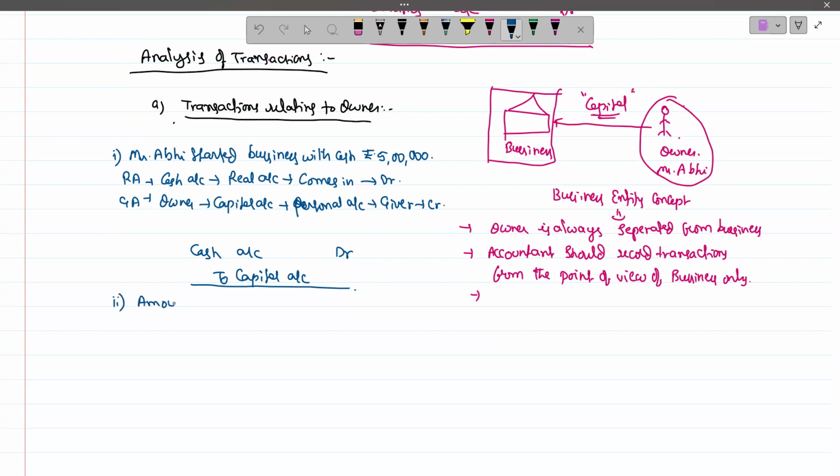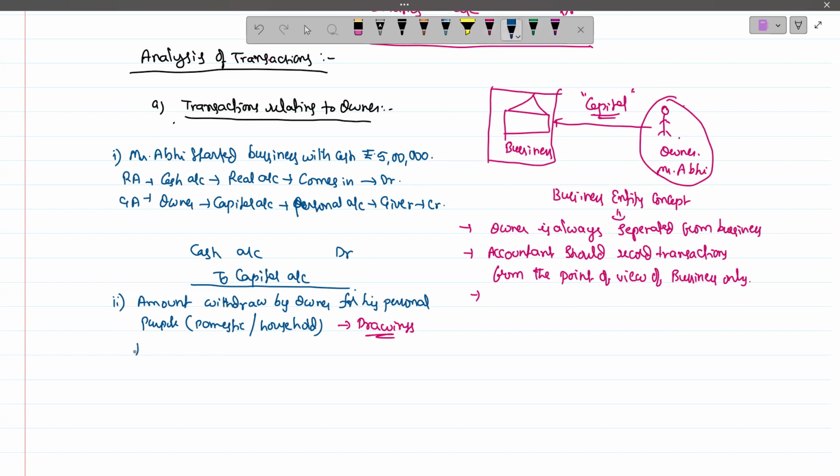Next. Amount withdrawn by the owner for his personal purpose, or domestic purpose, or household purpose. If we have these words, then we have to consider it as what? Drawings. And remember, any amount withdrawn by the owner for official purpose or business purpose is not drawings. It is not drawings.